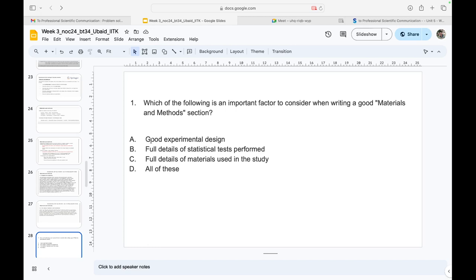Which of these things should you consider? For example, good experimental design, full details of statistical tests performed, full details of materials used in the study, or D, all of the above. What should be the answer?